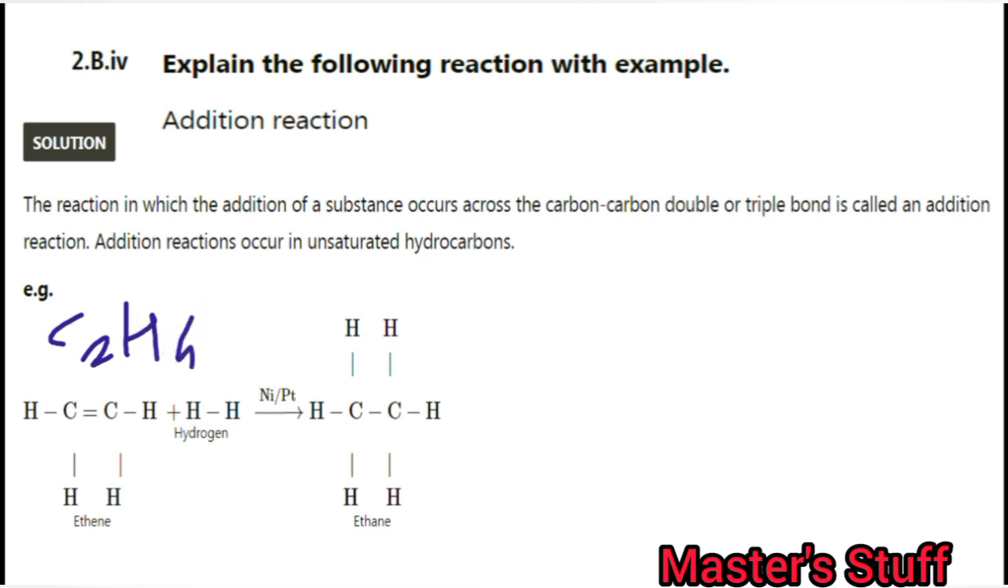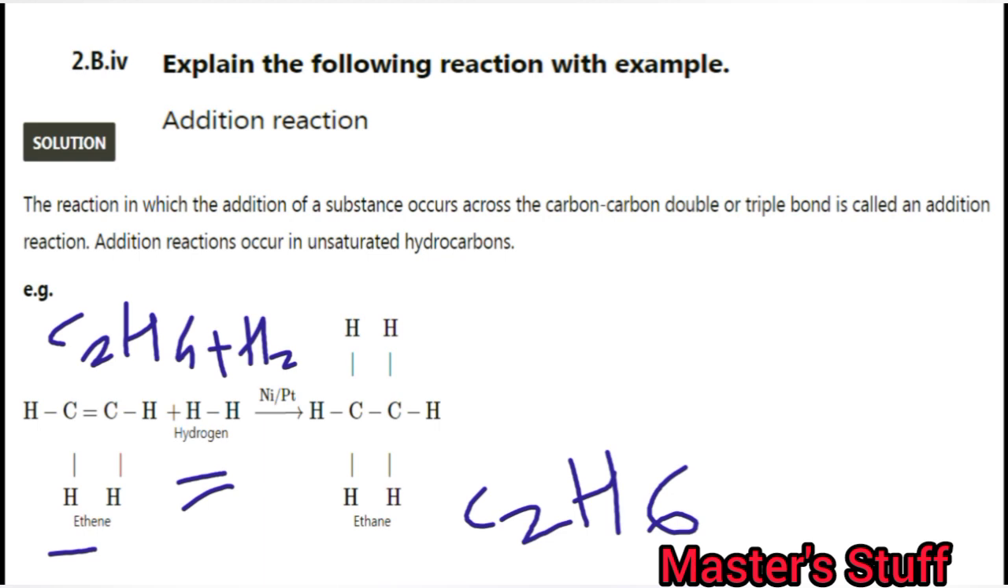C2H4, which is ethene, plus hydrogen, H2, the double bond is cancelled and ethane is formed, means C2H6. Here addition of ethene and hydrogen gives ethane, a saturated hydrocarbon.